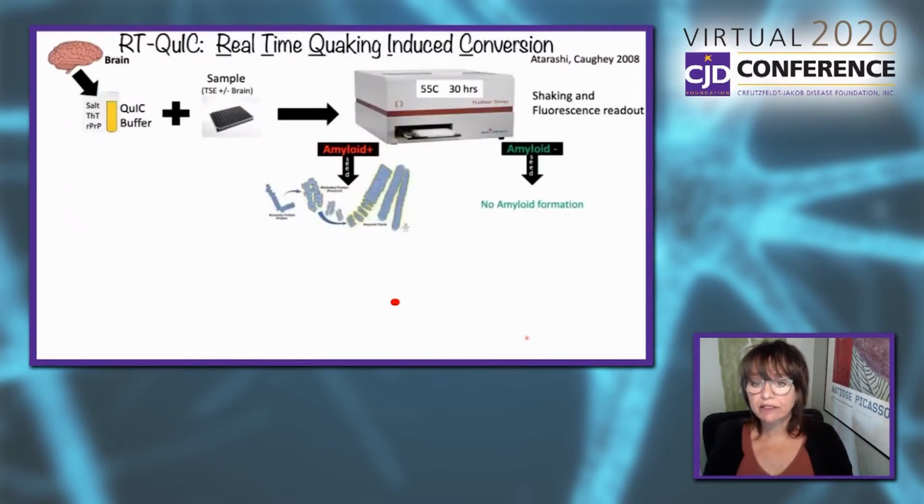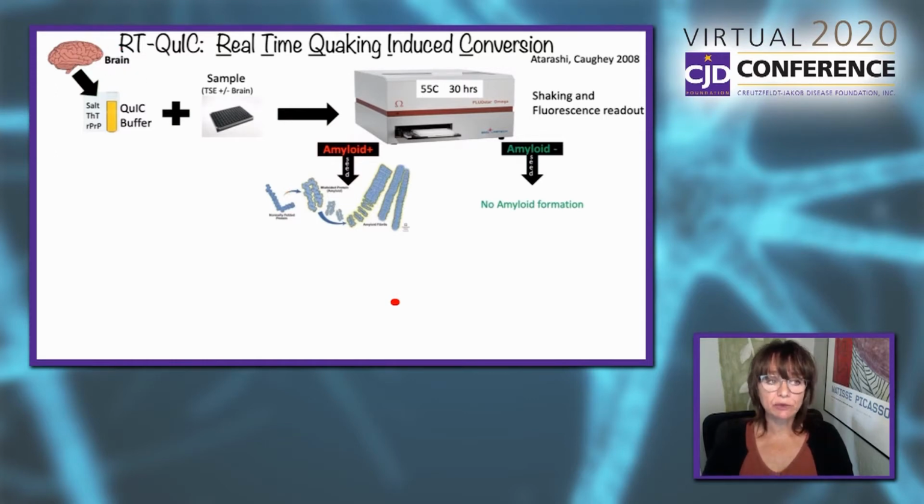Our work has been to try to determine whether we can develop a diagnostic assay using an in vitro system, a system in a plate, called real-time quaking-induced conversion. This is an assay that was originally developed by Byron Caughey's laboratory. We've been using this assay in our laboratory for CWD.